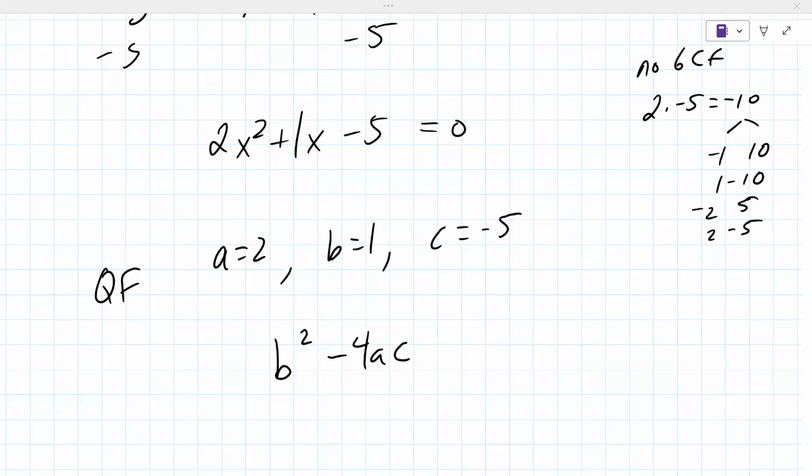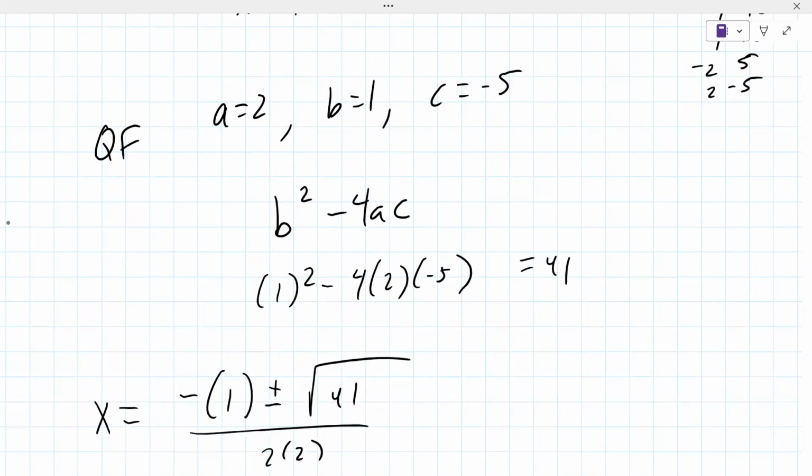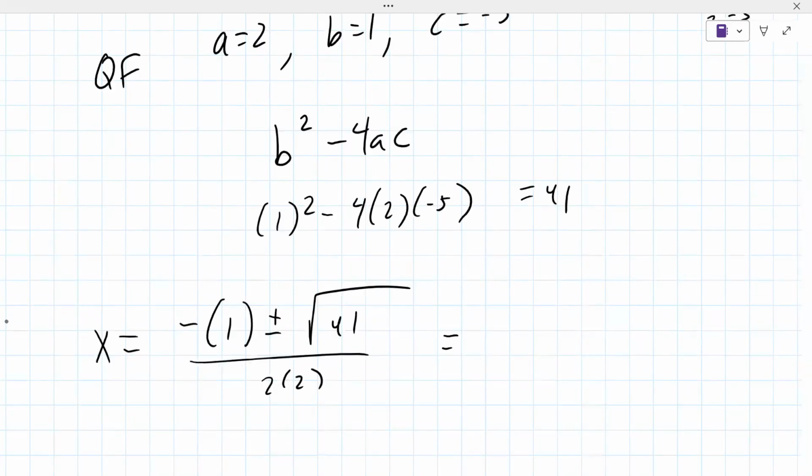Is it 41? So we got 1 squared minus 4 times 2 times negative 5, which is 41. Very good. The reason we do that part first is that it's the most problematic part. It's minus b plus or minus the square root of 41 all over 2 times 2. If you're on the test and not sure whether it reduces or not, you can always just leave it and accept the points deduction. This one does not reduce though.